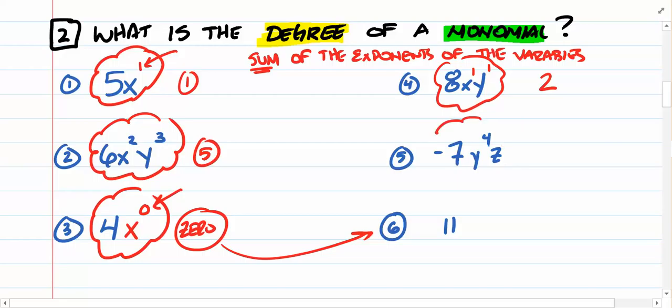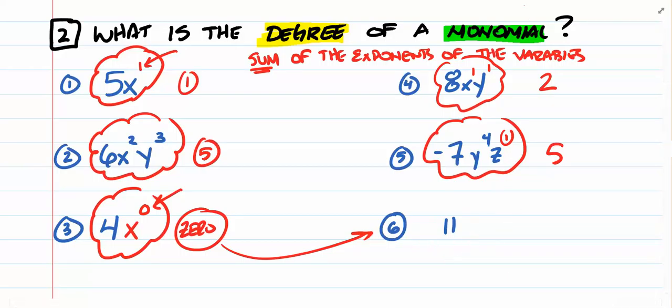The degree of this monomial, hopefully you see, is a 5, because I take 4 and I add it to 1. Don't forget that any variable that does not have an exponent written is implied to be an exponent of 1. Okay, number 6, you're on your own. What would the degree be of the number 11?